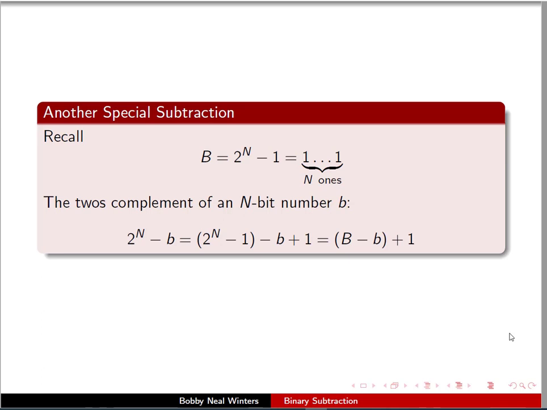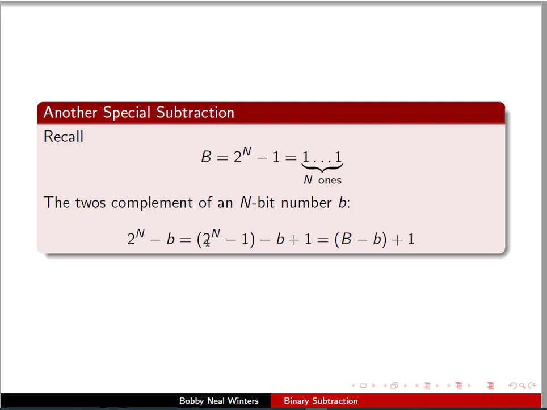Those of you who watched the first part of this lecture might recall that we defined the number B as B equals 2^n minus 1, where n is our word size. And in this case, 2^n minus 1 is just a binary number that consists of n ones. Now we're going to define the twos complement of an n-bit number b in the following way. It's going to be 2^n minus that number b.